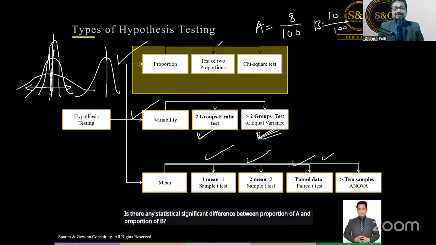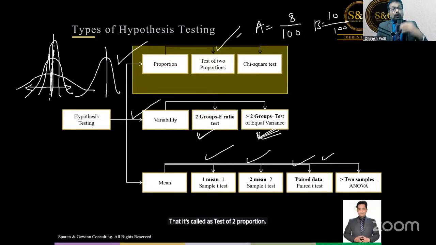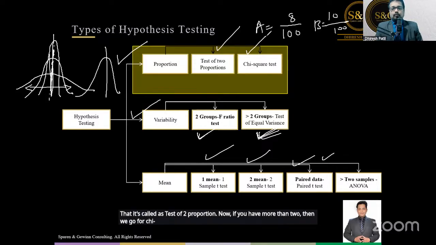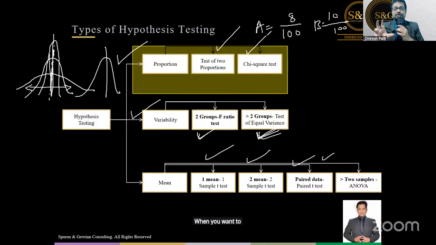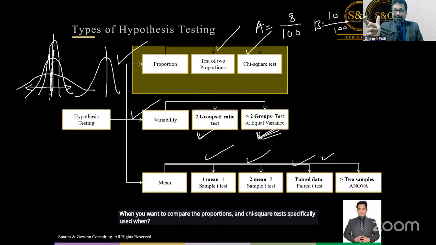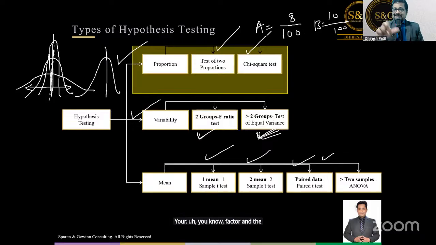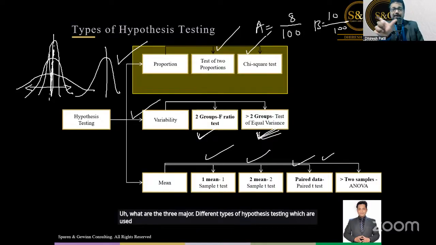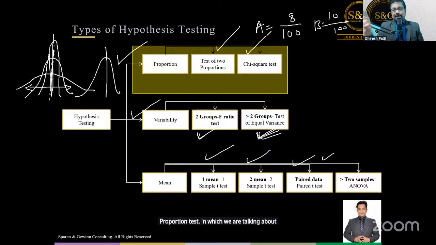That is called a test of 2 proportions. Now, if you have more than 2, then we go for the chi-square test, when you want to compare the proportions. The chi-square test is specifically used when your factor and the impact, X and Y, both are discrete data. I'll give you an example. But are you clear with the 3 major types of hypothesis testing which are used? So today we are talking about the proportion test, in which we are covering the chi-square test.